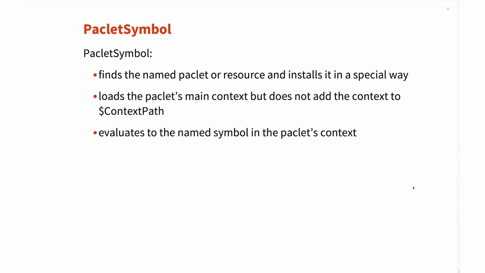It loads the Paclet's main context, but does not add the context to context path. And then it evaluates to the actual name of the symbol. So PacletSymbol does a couple things for you. It finds and installs the Paclet if necessary. If the Paclet's already installed, it doesn't have to do that. And it also loads the Paclet's main context, but does not put it on context path.